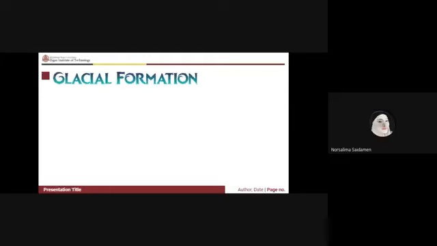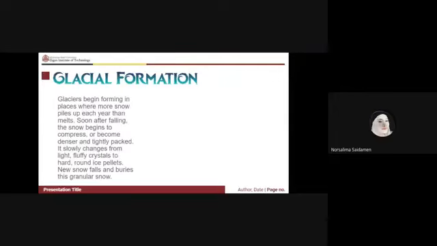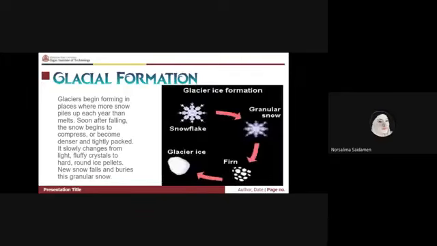How do glaciers form? Glaciers begin forming in places where more snow piles up each year than melts. Soon after falling, the snow begins to compress and become denser and tightly packed. It slowly changes from light, fluffy crystals to hard, round ice pellets, and then new snowfall buries the granular snow. So glaciers form from the snowflake to the granular snow. Then it becomes firn and it becomes glacier ice.